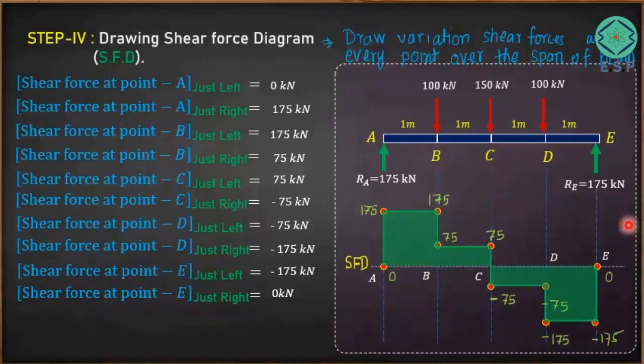So this is a simple procedure we have to adopt while drawing a shear force diagram. Now here, the shear force diagram which is above the axis is called positive shear force, and the shear force diagram below the axis is called negative shear force. So this is the positive shear force diagram above the axis, and below the axis it is the negative shear force diagram.